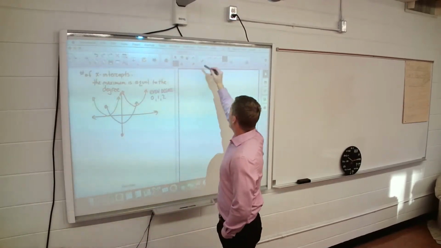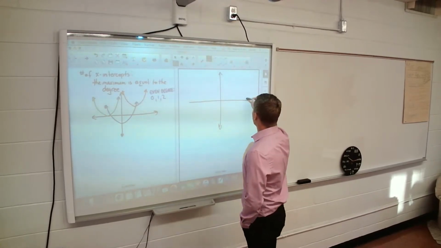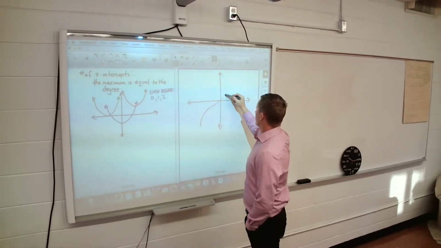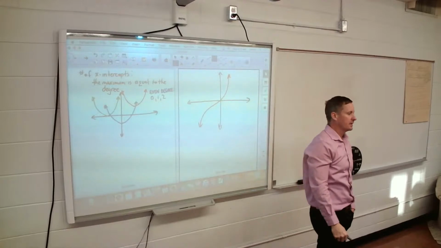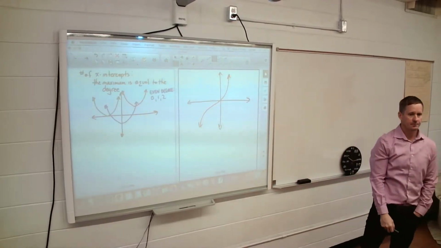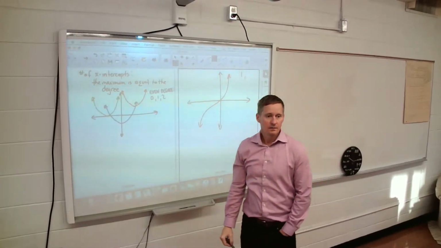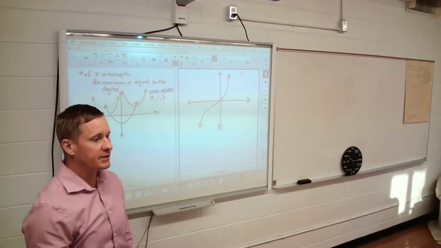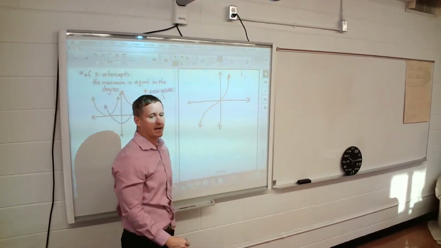Let's have a look at an odd degree now. So there's y equals x cubed. How many x-intercepts? 1. That's the minimum for an odd degree. You have to have at least 1 for an odd degree. All right? It will always cross the x-axis.